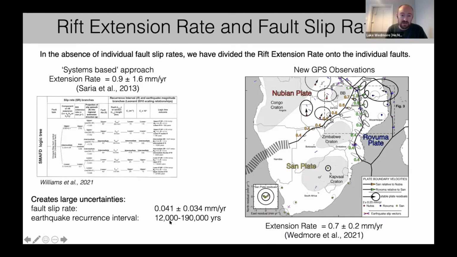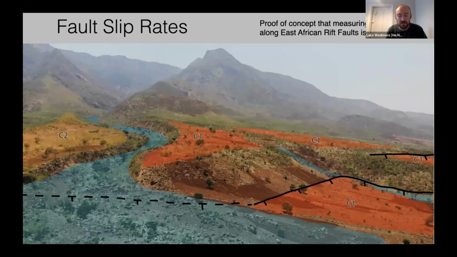And key to this then has been reducing the uncertainties in our systems-based approach for fault slip rate and earthquake recurrence interval. We're now just down to 2 orders of magnitude, which is still quite large, and is work for the future. And also the fault slip rate uncertainty is massively reduced. One of the aims of this work package in Safer Prepared was actually to go beyond just using geology and to actually measure fault slip rates directly in the field.